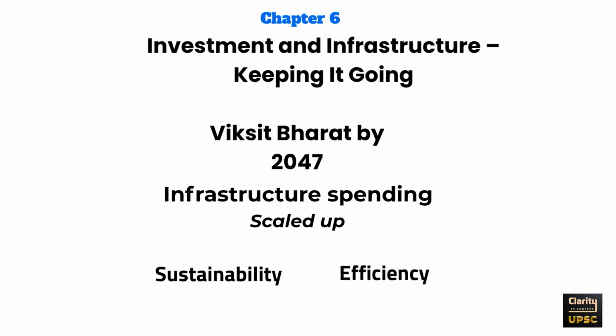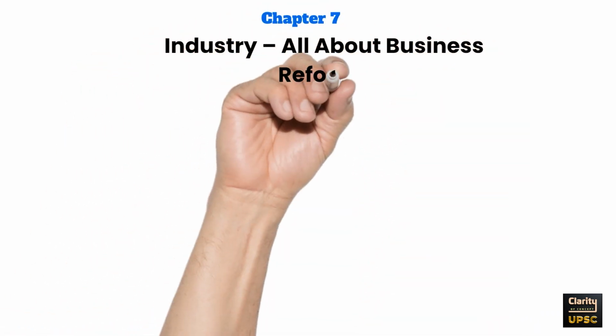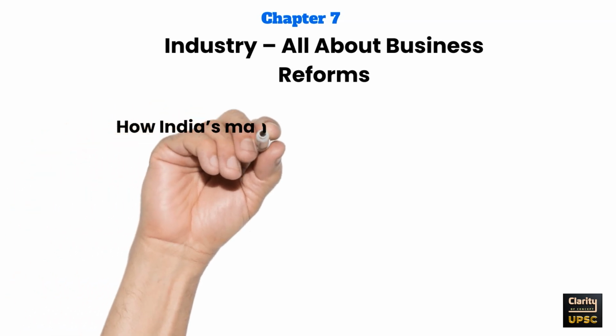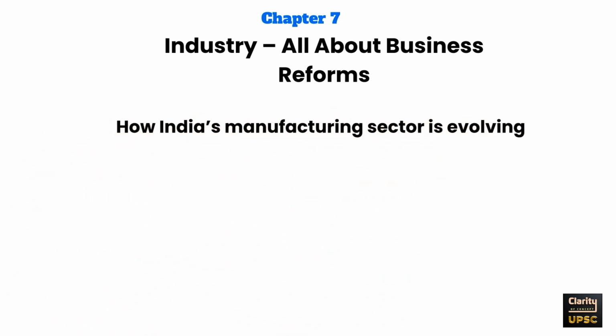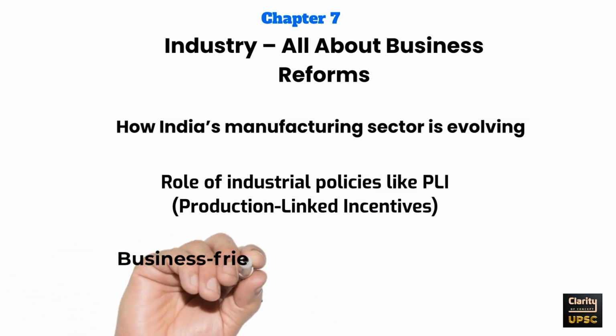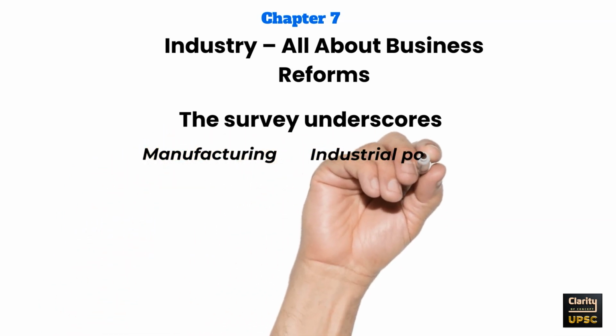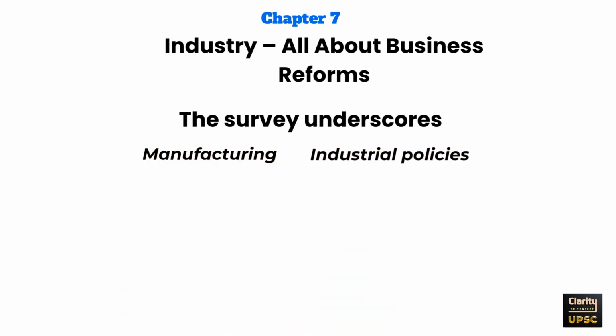The seventh chapter is Industry: all about business reforms. This chapter explains how India's manufacturing sector is evolving, the role of industrial policies like PLI, and why business friendly reforms are needed. The survey underscores the critical role of manufacturing and industrial policies in India's growth trajectory.